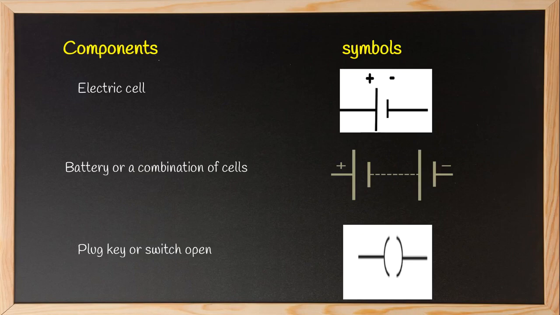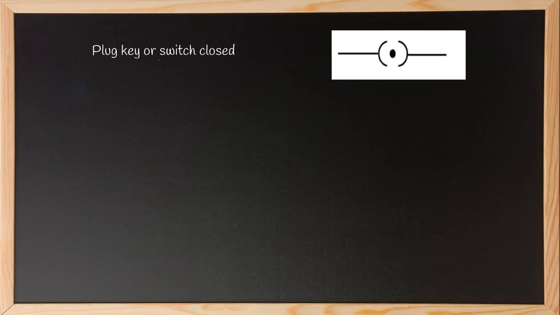So the switch is off. This is in open condition, in brackets, and this is the wire. So this is plug key or switch open. And the next one is plug key or switch closed. So this is the one. If the switch is closed, you have to fill this gap between these brackets with a dot. So that is what switch closed is. That means the switch is on.